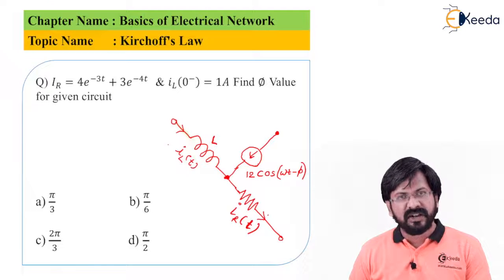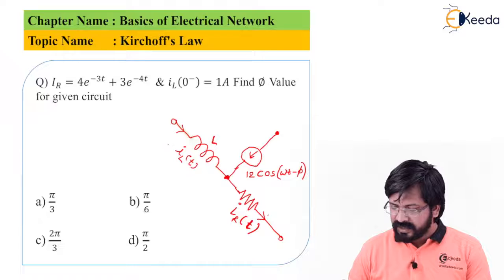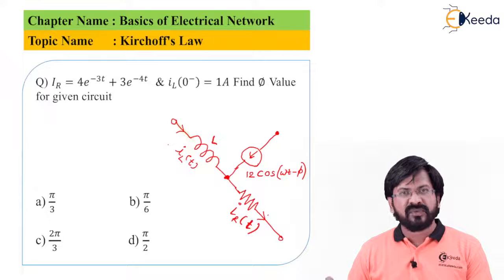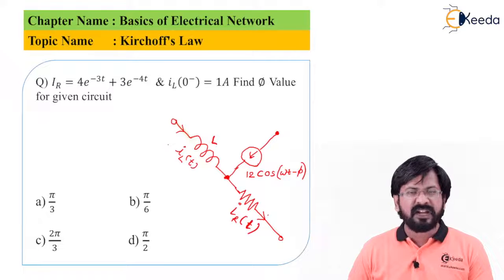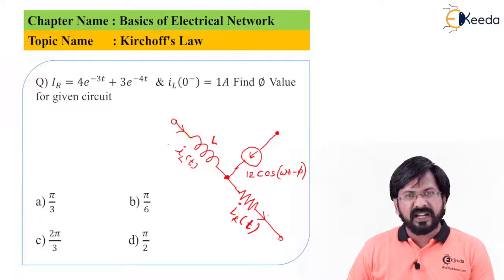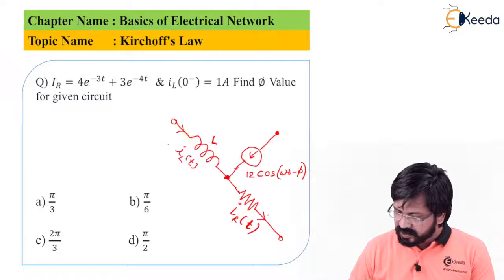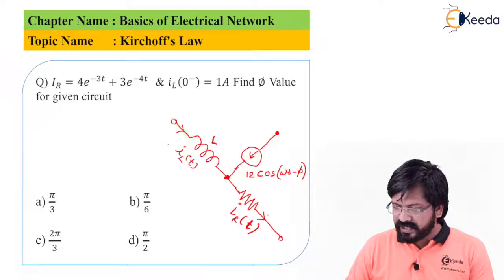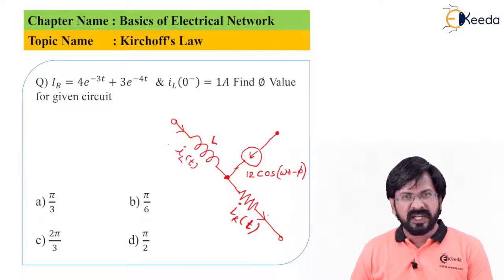What they have given in support is the current through the inductor at time t equal to 0 minus. You will understand the meaning of 0 plus and 0 minus only when we start with transient analysis. For the time being, I request you to treat 0 minus as 0 itself. So what is given to us is the current through the inductor at t equal to 0, and the current through the resistor as an expression with respect to time. We are asked to find the value of phi, which is nothing but the phase information of the given supply. So we can solve this problem with the help of KCL.